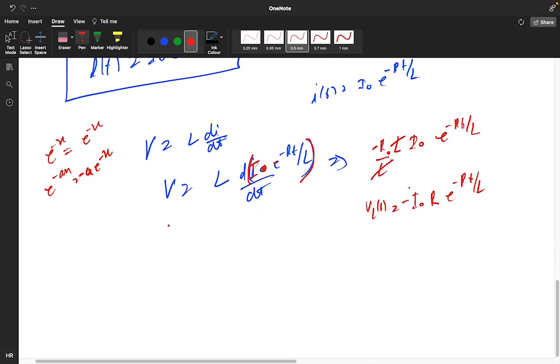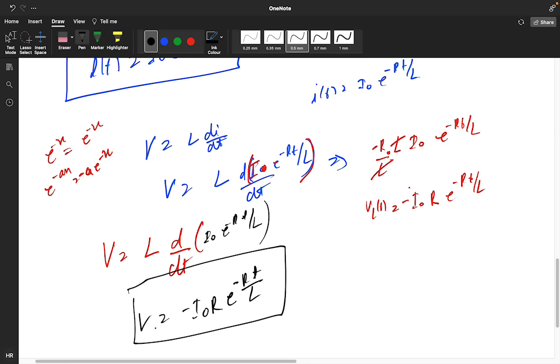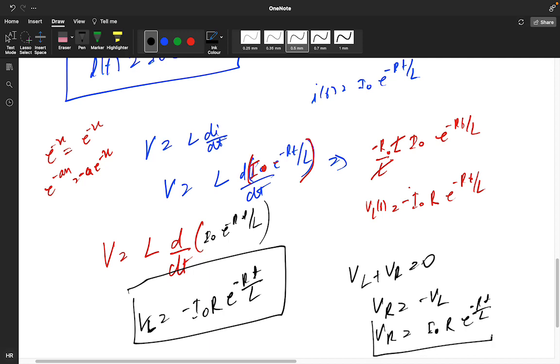Okay, guys. So we just put V equals L di by dt. This is my current, I naught e power minus Rt by L. If I differentiate it, I will get minus I naught into R e power minus Rt by L. So this is my V of L value. We know the equation V of L plus V of R equals 0. Then what will the V of R value be? Minus V of L. So V of R is I naught R e power minus Rt by L. Is this clear, guys?